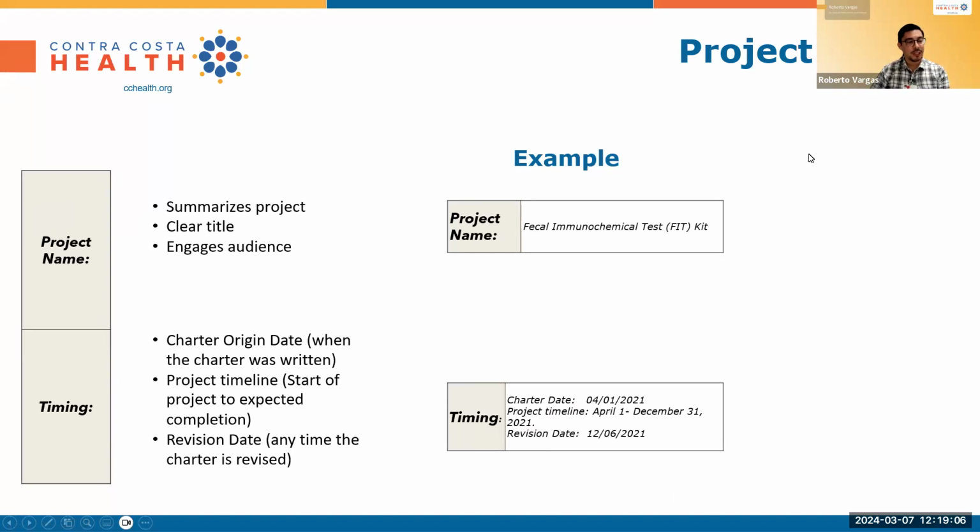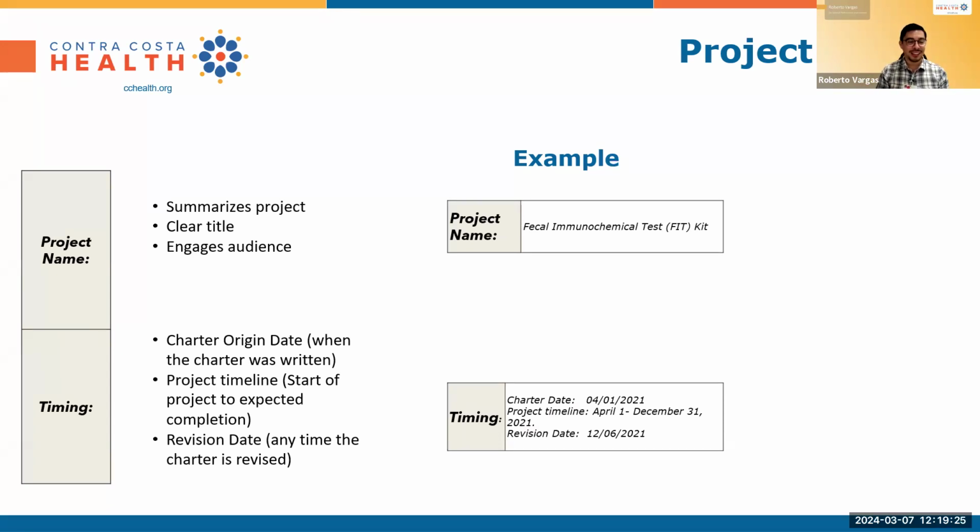Okay. So again, we're going to go piece by piece. And so first part, project name, and I'm going to give some examples. I think of this as it summarizes the project. There's a clear title that describes what you're trying to achieve. You wanted to engage the audience.